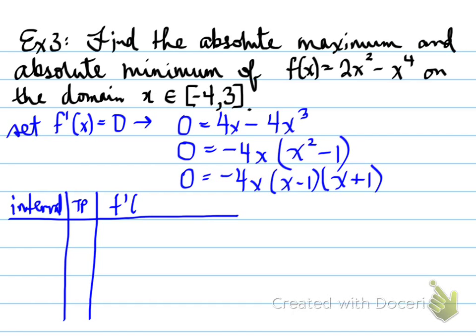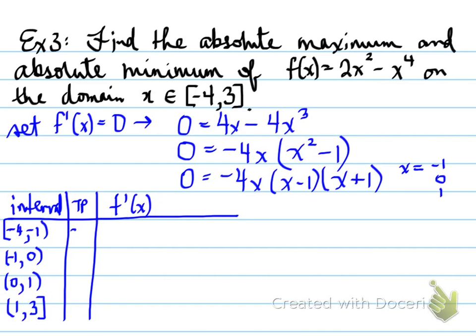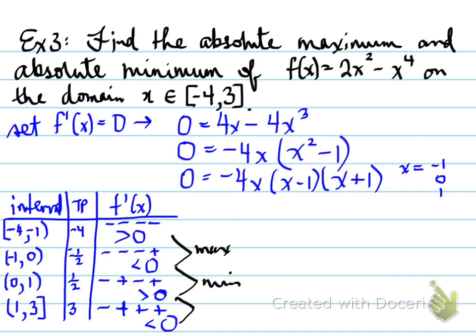So it goes from negative 4 up to negative 1, negative 1 up to 0, 0 up to 1, and 1 up to 3. So, use some test points, and we find out that the first derivative is greater than 0 in the first interval, less than 0 in the second interval, greater than 0 in the third interval, and less than 0 in the fourth interval. So we have some max and mins.